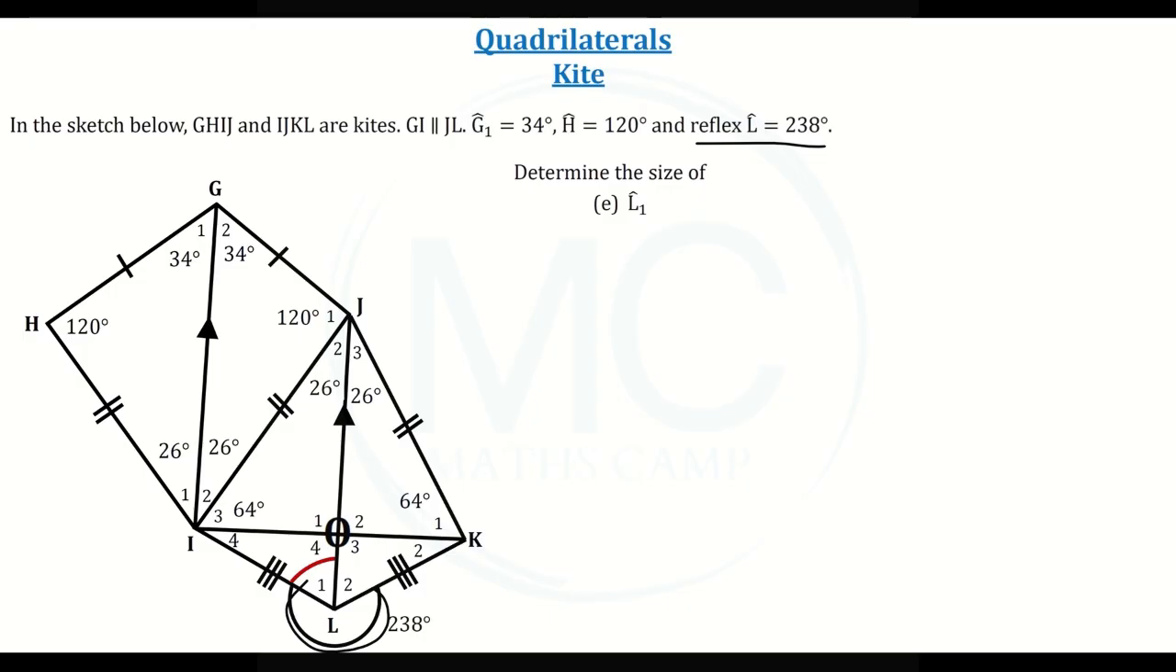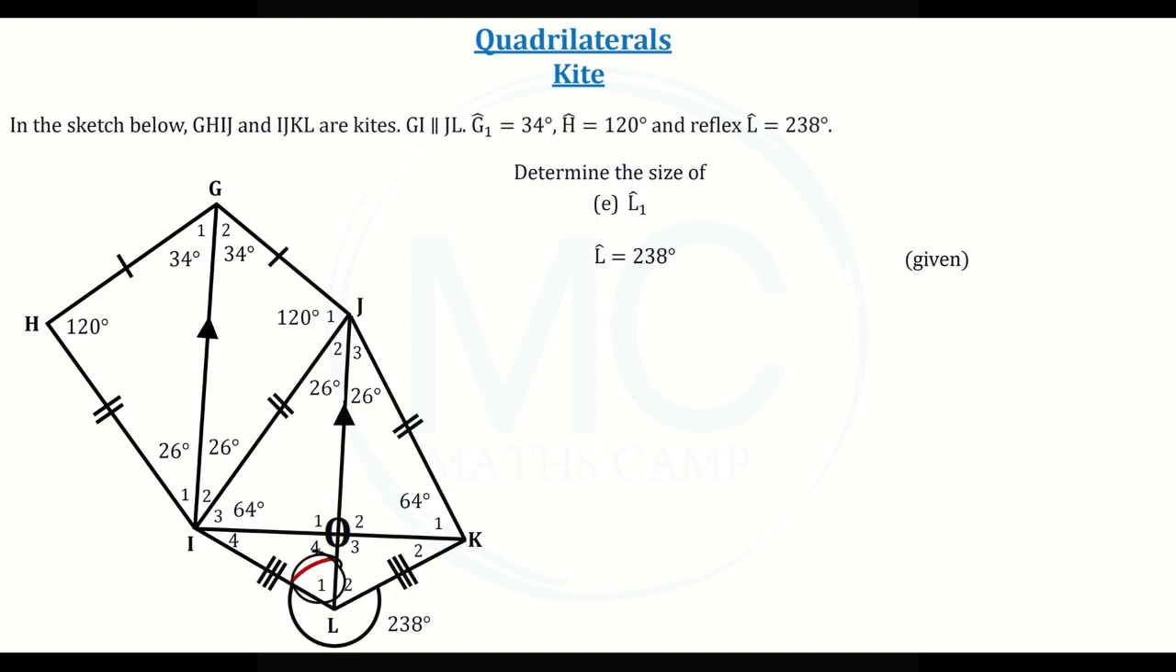So let's make a note that angle L is equal to 238 degrees, because this information has been given to us in the question. From our work with angles, we know that if we take all the angles around a specific point and add them together, we will get 360 degrees.